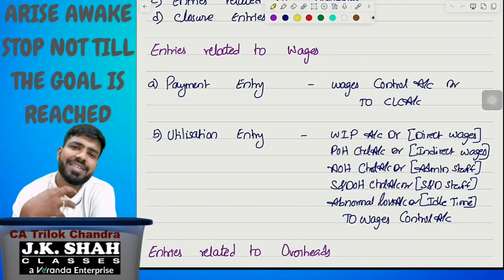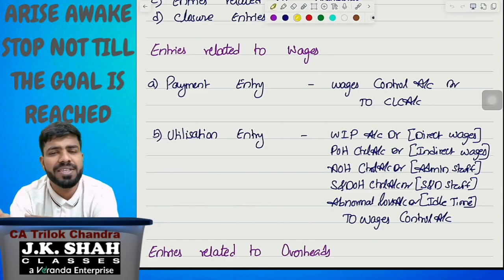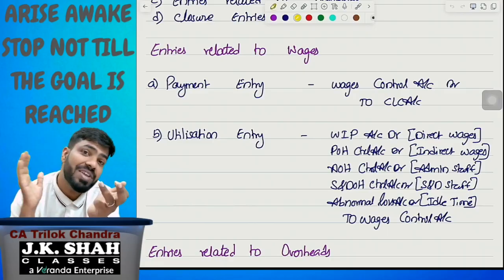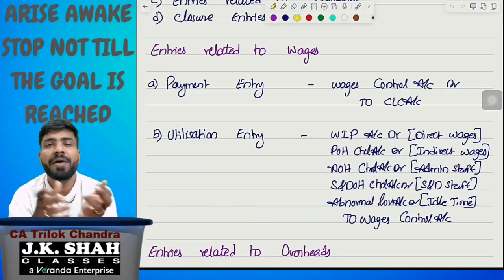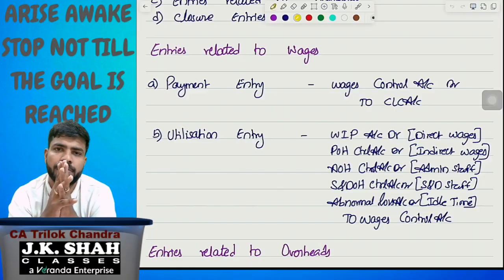Then we need to pass the utilization entry. Why? Because when I say wages, it will have direct wages as well as indirect wages. It will have both direct wages and indirect wages. So combined, we are passing the payment entry, wages control account debit to CLC account.